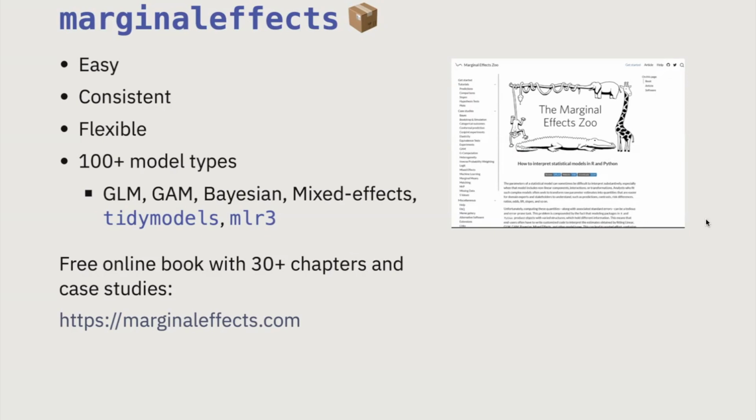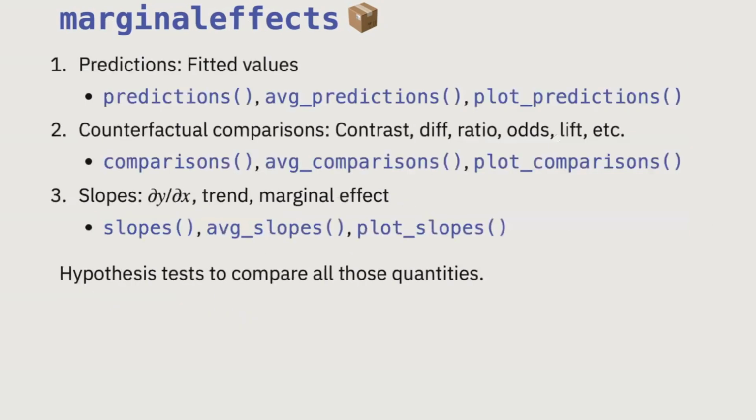All right, so what does this package do? Well, it offers basically 3 different quantities or sets of quantities that you can compute. The first one is just straightforward predictions. So oftentimes we call those fitted values, but they can be made for different predictor values. So we're going to use the predictions, the avg_predictions, and the plot_predictions functions for this.